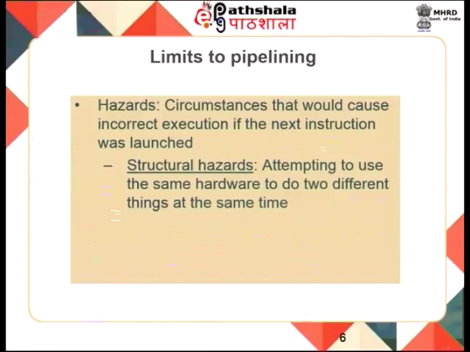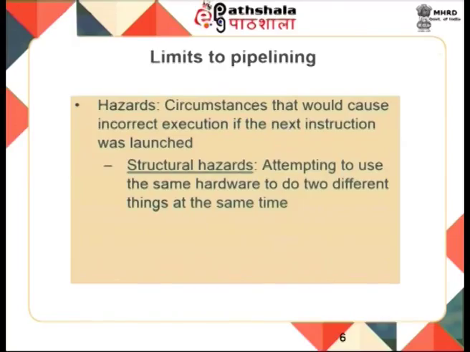If you look at the limits to pipelining, that is because of the various hazards that might occur in the pipeline. These hazards are circumstances that would cause incorrect execution if you allow instructions to move through the pipeline as normally would happen. So, there are three types of hazards.